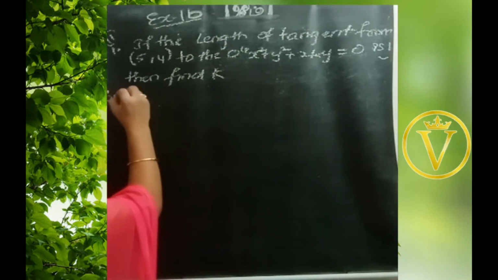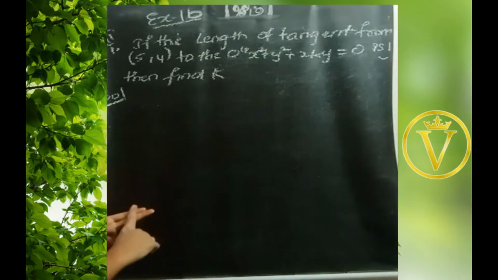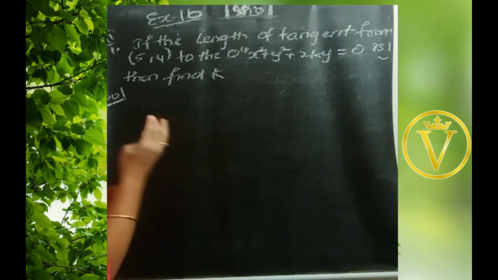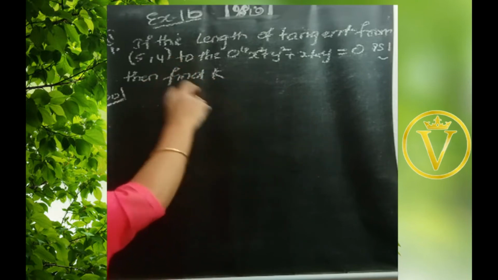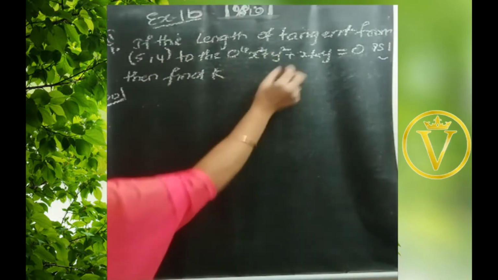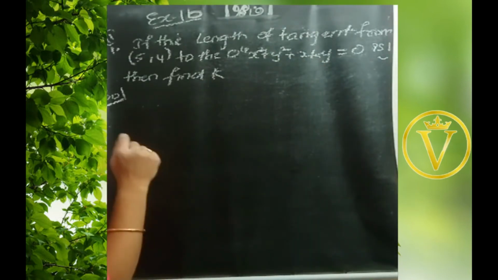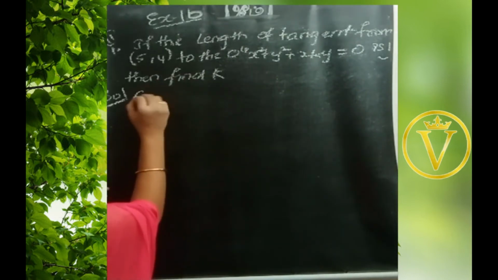In the previous problem, they gave only the point and the expression, and we had to find the length of the tangent. But here they have given the length of the tangent, the point and the expression. In the expression, there is one constant value, that means one variable that we have to find out. First, we have to write the given.